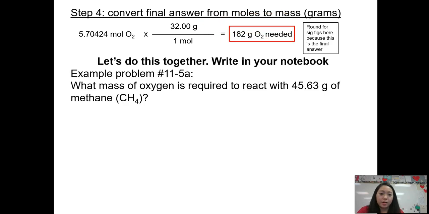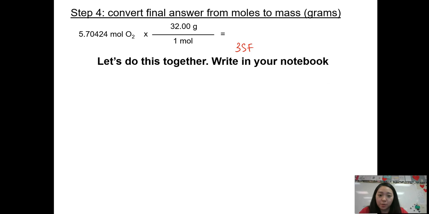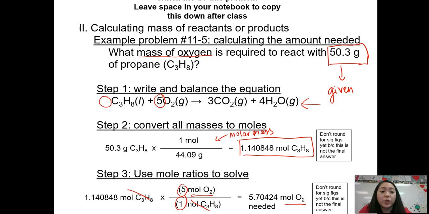Now, there's a little animation that tells you that you round for sig fig here because this is the final answer. And this one has 3 sig fig. The final answer has 3 significant figures. Now, you might be asking, Ms. Strong, why did we have 3 significant figures for the final answer? That is because your initial, meaning your given, has 3 significant figures. So you base the significant figures of the final answer on the sig fig of the given.